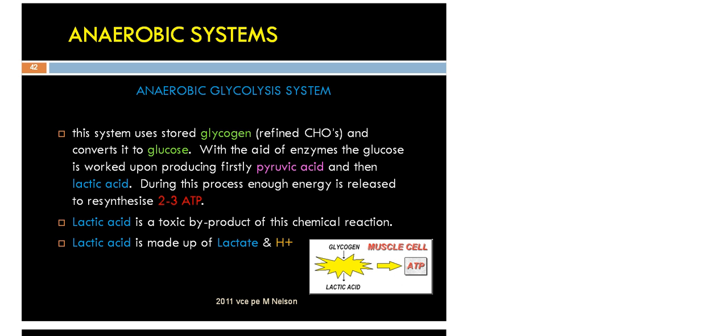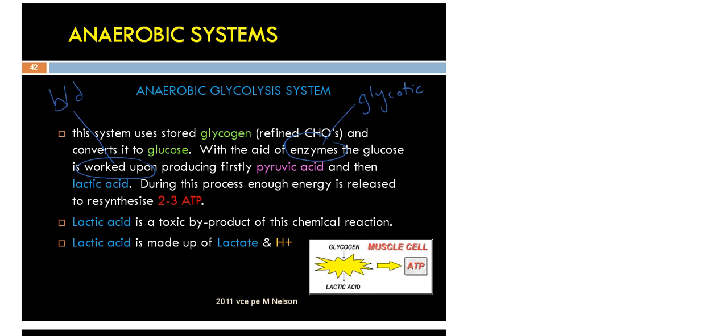This system uses stored glycogen, refined carbohydrates, and converts it to glucose, with the aid of enzymes. The enzymes that do aid it are called glycotic or glycolytic. We'll go with glycotic. With the aid of glycotic enzymes, the glucose is worked upon, meaning broken down. So it's broken down, producing firstly pyruvic acid, and then that becomes lactic.